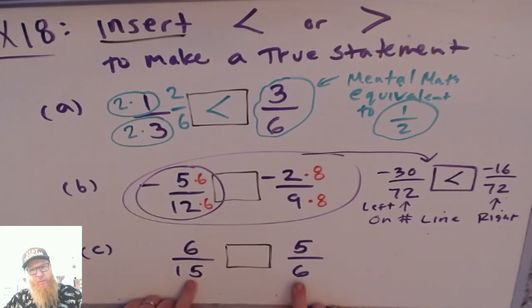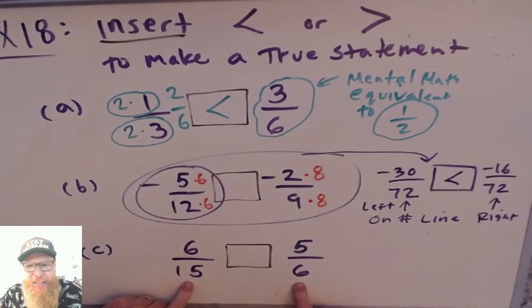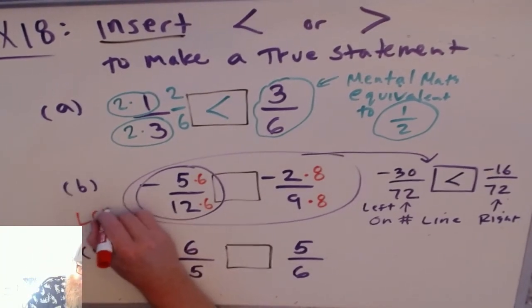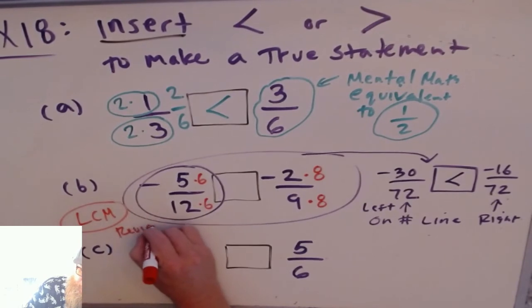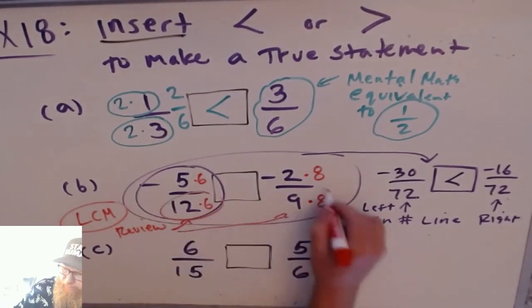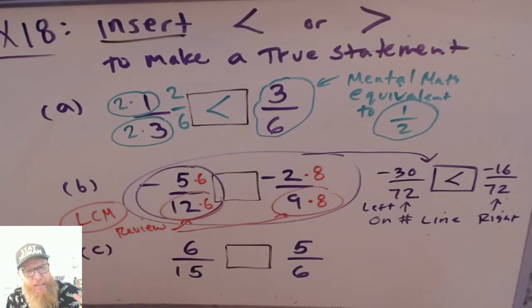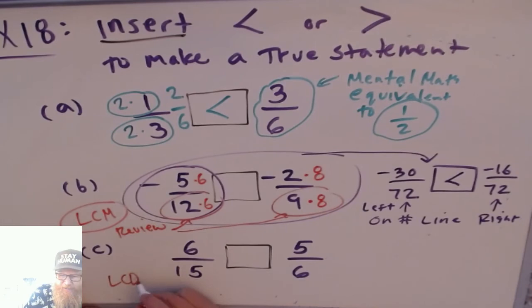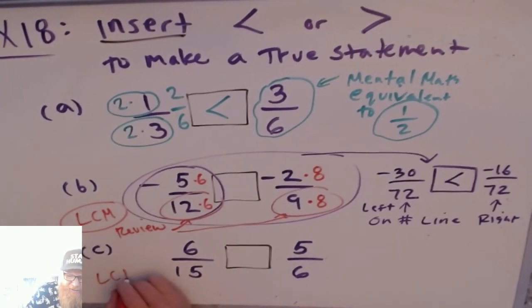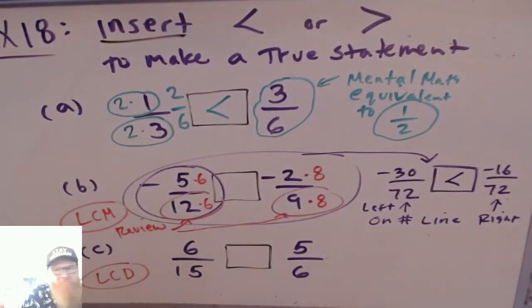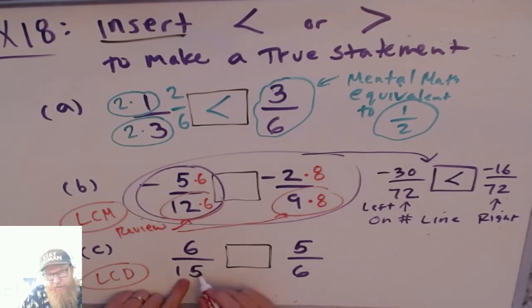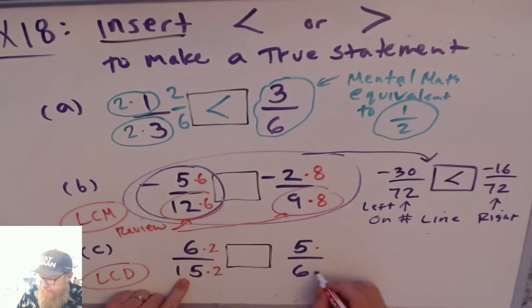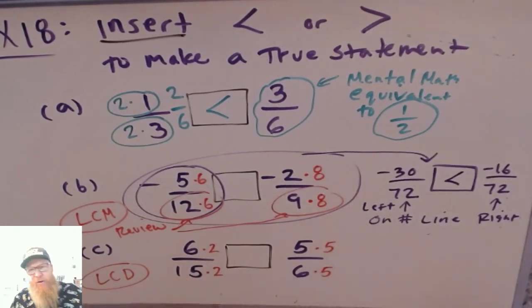All right, for this one, you want to make them the same, 15 and 6. By the way, this is just LCM. Least common multiple? Yeah, we talked about that in previous chapters. So when I do this, I'm doing the least common multiple. In fractions, it's called an LCD. It means the same thing as LCM. So 15 and 6, I want to make it 30. Yeah, that would be the LCM, 30.